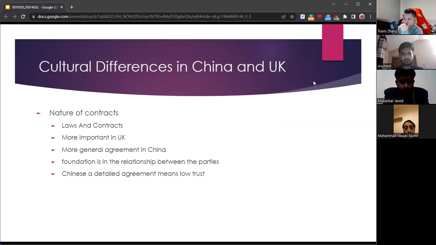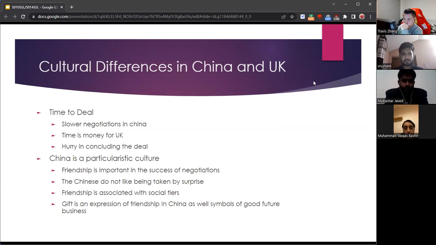Then the nature of contracts. Laws and contracts are more important in the UK, while in China it is more of a general agreement. The foundation is in the relationship between the parties. For the Chinese, a detailed agreement means low trust. Time to deal: negotiation is slower in China, while in the UK time is money, with a hurry in concluding the deals.